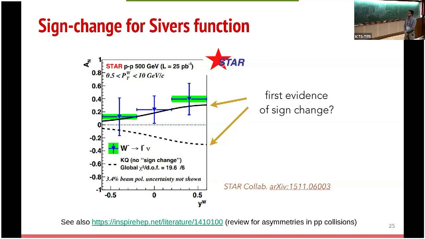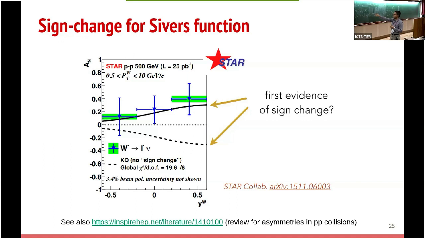So this is a measurement in proton-proton collision from STAR, charged current Drell-Yan, because you have a W as an intermediate state. This is the Sivers asymmetry, which is measured in this particular kinematics. This group here, Jiangwei Chu and Zhongbo Kang, extracted the Sivers function from analysis of semi-inclusive DIS, and they tried to describe the asymmetry in Drell-Yan by using two scenarios.